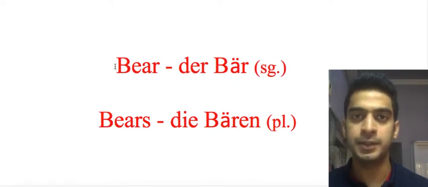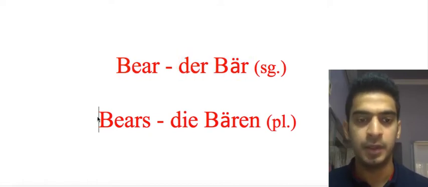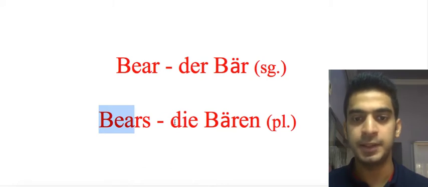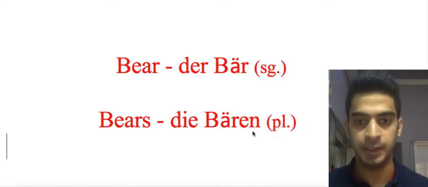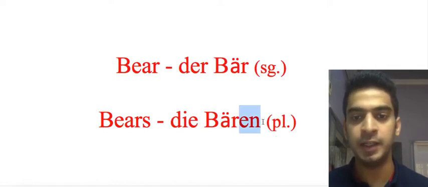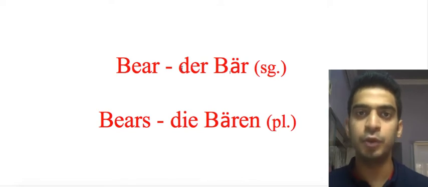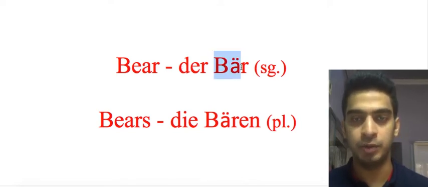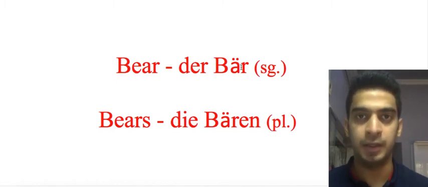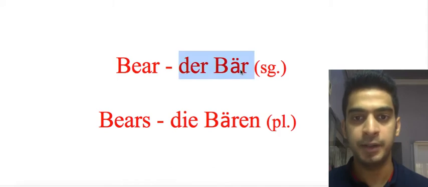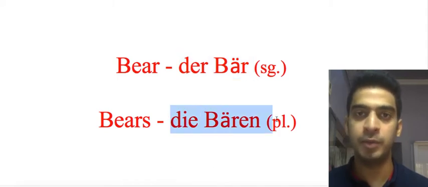Our first animal is bear. The word is der Bär, singular form. Plural, bears. The word is die Bären, plural form. Again, we have a slight variation in the spelling. In plural form, we have an extra en at the last position. In both the words, we have the umlaut. Umlaut means we put two dots above the letter A, and it has a pronunciation of "ae". So we call it der Bär, singular form, die Bären, plural form.